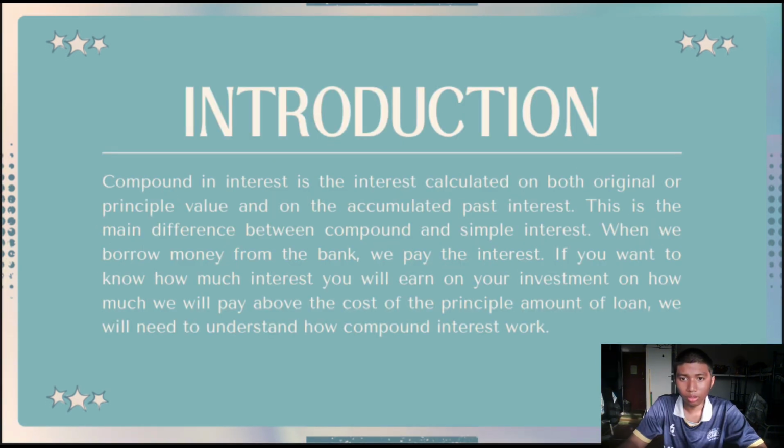So for the introduction, compound interest is the interest calculated on both the original or principal value and on the accumulated past interest. This is the main difference between compound and simple interest. When we borrow money from the bank, we pay the interest. If you want to know how much interest you will earn on an investment, or how much you will pay above the cost of the principal amount of a loan, we will need to understand how compound interest works.